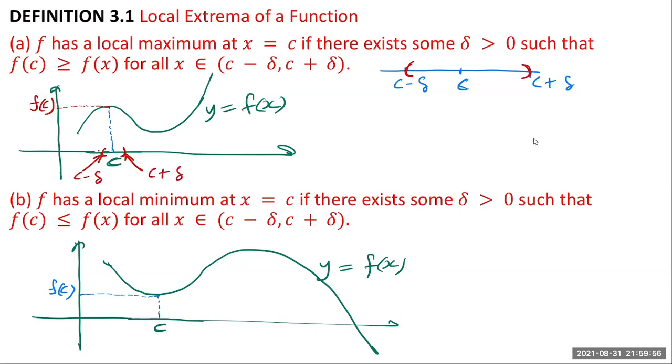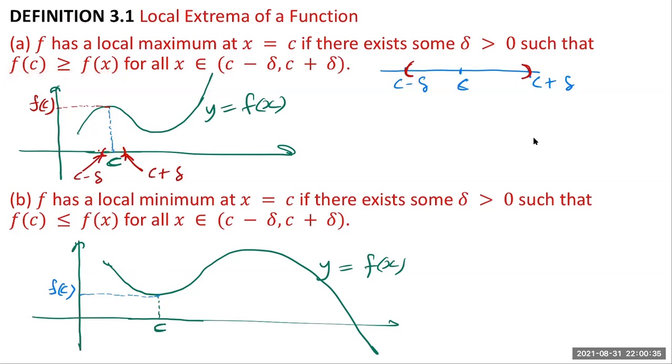Notice that if I pick any x value in this interval, then f(c) is bigger than or equal to f(x). For example, suppose your x value is this one, then your y value would be this one, and that y value is f(x). That f(x) is less than or equal to f(c), which is what you want. As long as you pick your x value in this interval, f(x) is less than or equal to f(c). It's clear from this diagram.